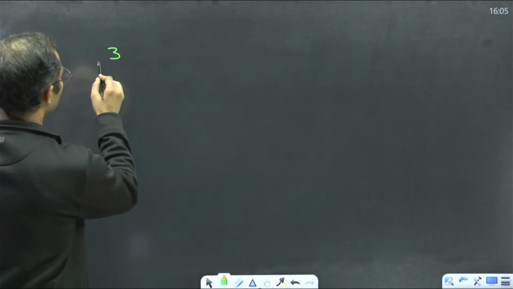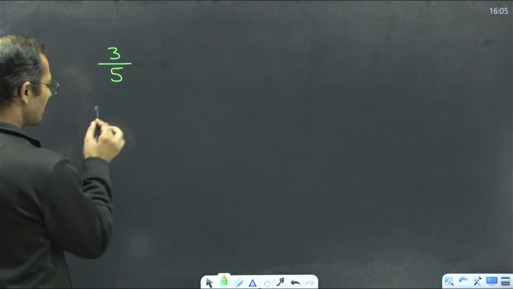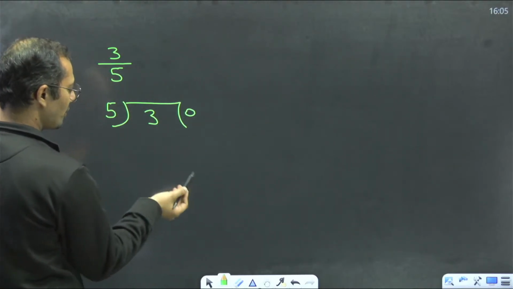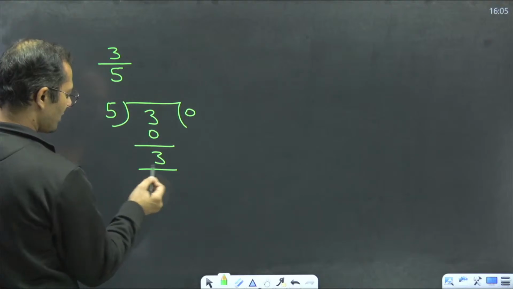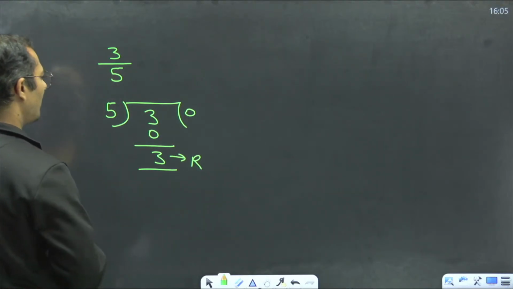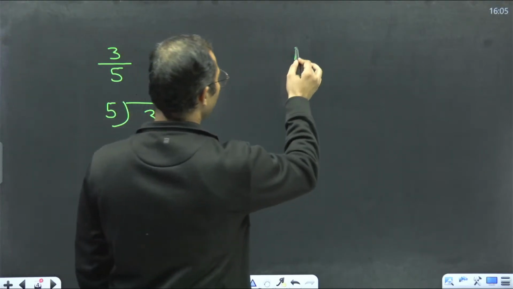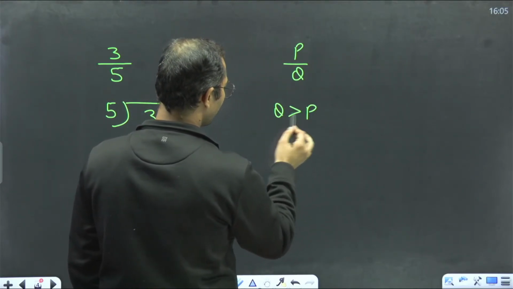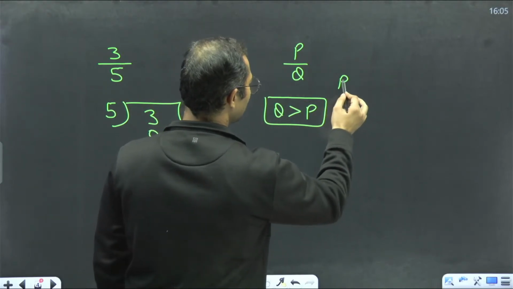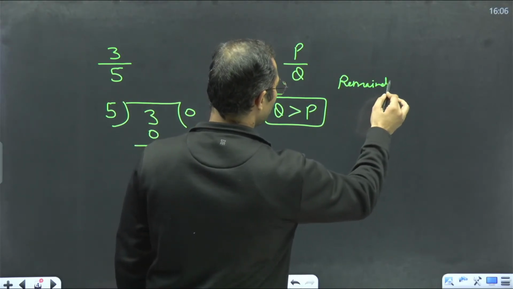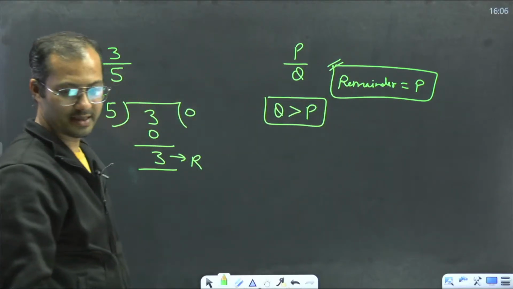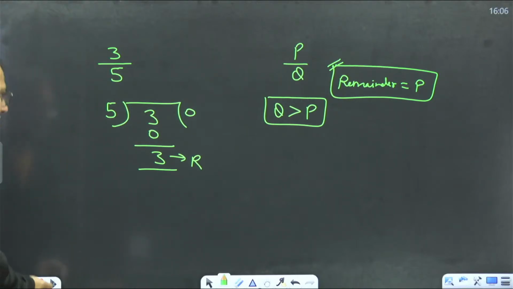Let me tell you one more thing. If 3 is divided by 5, what would be the remainder? Simply, 5 0s are 0, so the remainder is 3. I am just saying that whenever p is divided by q and q is greater than p, the remainder would be equal to p. Let's understand the concept of the remainder through the question also.